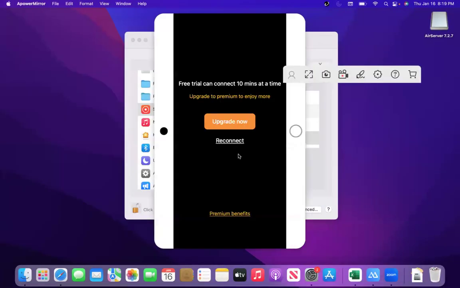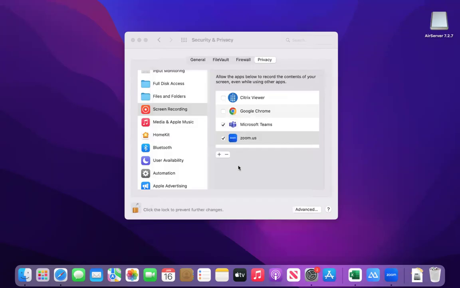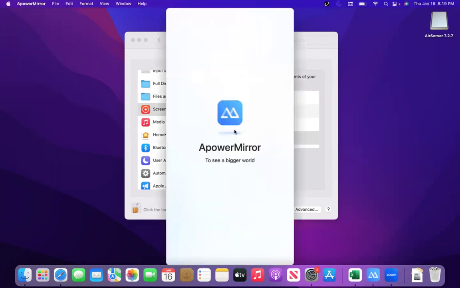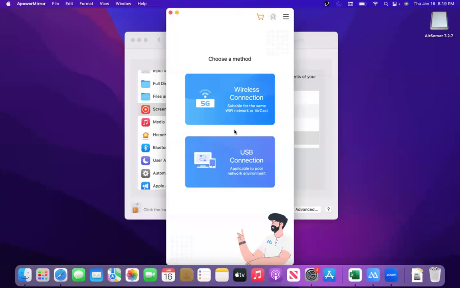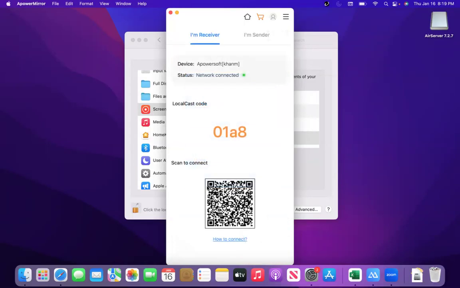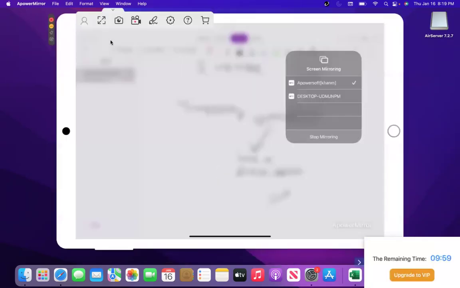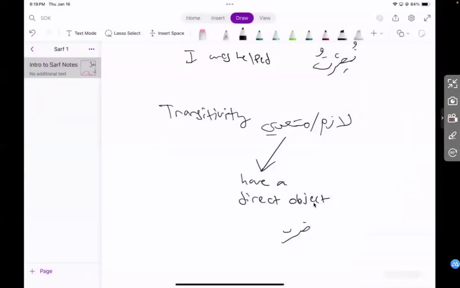Whoops. What is this? Guys, this is what I was talking about. That's going to be really annoying. Can you see my screen again?